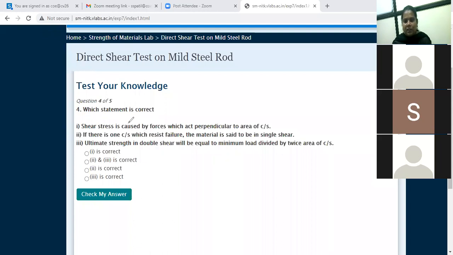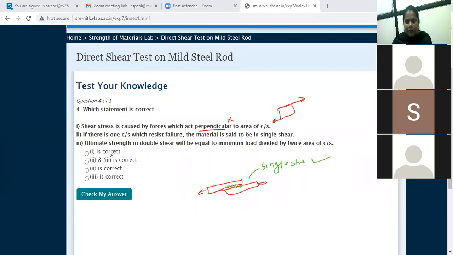No. Now, the first is fully incorrect, because in shear stress we are applying parallel forces, not perpendicular forces. Here perpendicular is given, so this is wrong. Then second, if there is one cross section which resists failure, that means suppose these are our plates connected, here one and here one, and only one cross section. Suppose this cross section fails. So this is called single shear. So the second statement is correct.